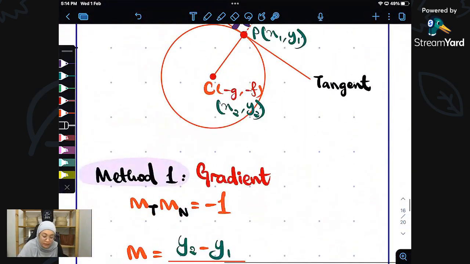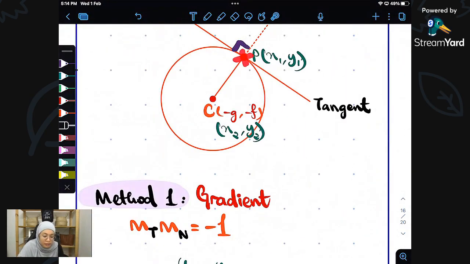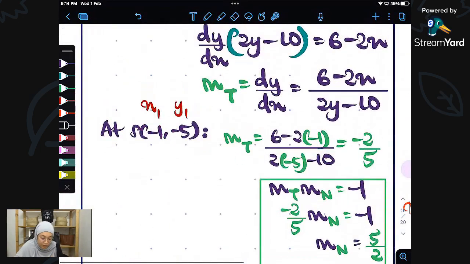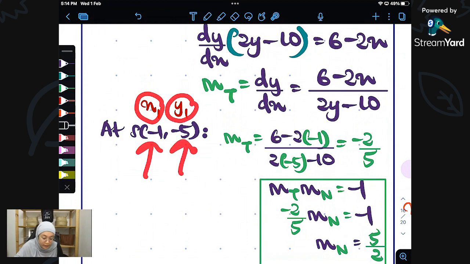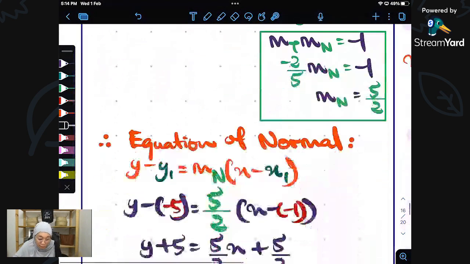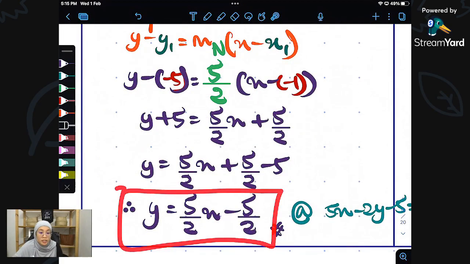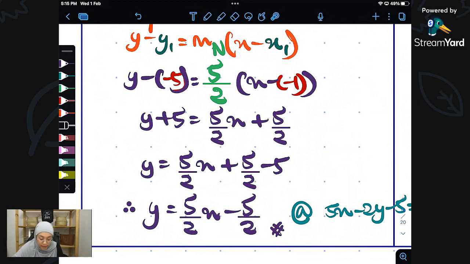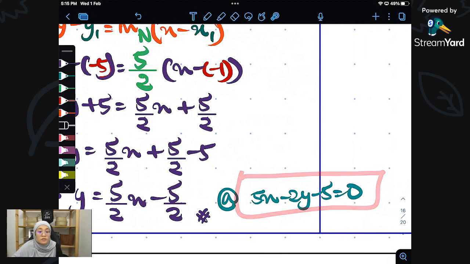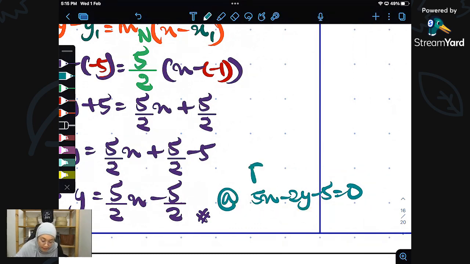Why is it the same point? Because it is at this particular point that the tangent line touches the circle. That's why we are just going to pick this point, x1, y1. So sub in the x1, y1, and you will get another equation, which we'll call the equation of normal, which is y equals 5 over 2x minus 5 over 2, or you can write it down as 5x minus 2y minus 5 equal to 0. This is the equation of normal.